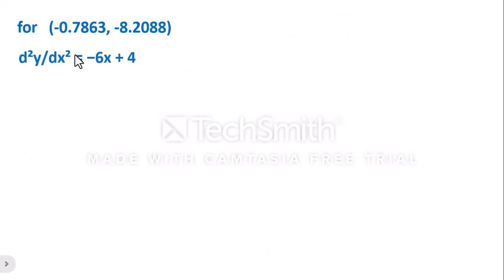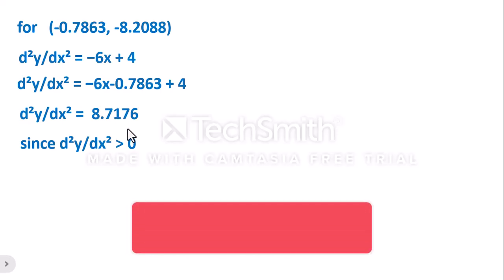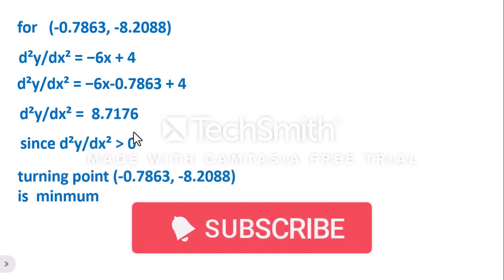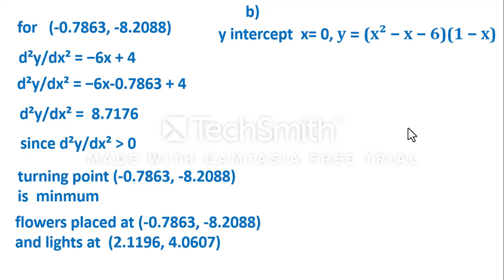For the point negative 0.7863, negative 8.2088: d squared y dx squared equals negative 6 times negative 0.7863 plus 4. d squared y dx squared equals 8.717. So the turning point, negative 0.7863, negative 8.2088, is a minimum. Flowers are placed at negative 0.7863, negative 8.2088, and lights at 2.1196, 4.0607. We also observe where the curve cuts the x-axis and the y-axis.